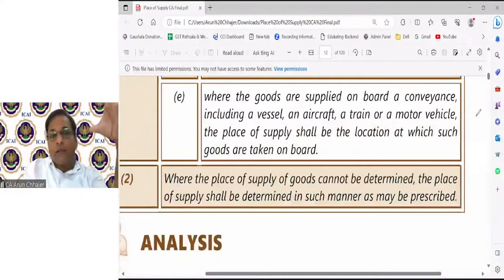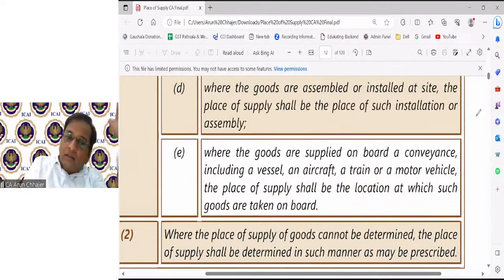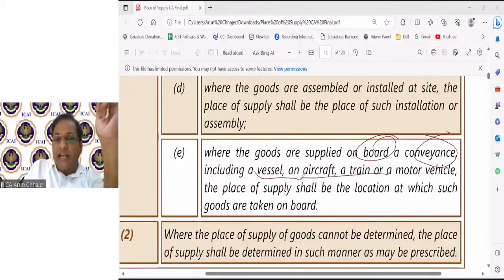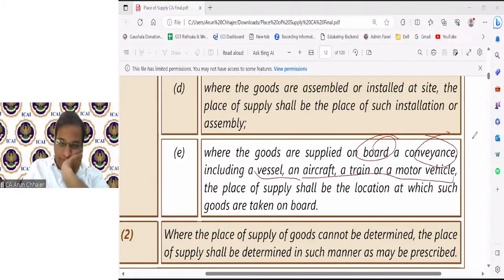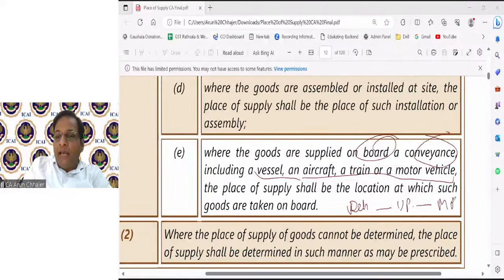Very simple. Now, when the goods are supplied on board a conveyance, including vessel, aircraft, train, or motor vehicle, the place of the supply shall be the location at which such goods are taken on board. What is the meaning? Let's say one train starts from Delhi, then it goes to UP, then MP, and then it goes to, let's say, Chhattisgarh.